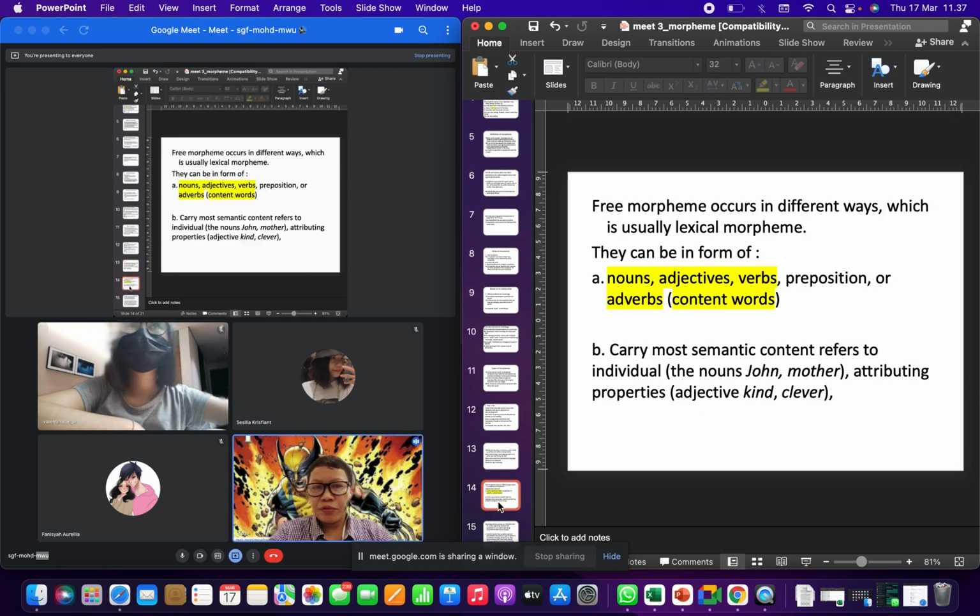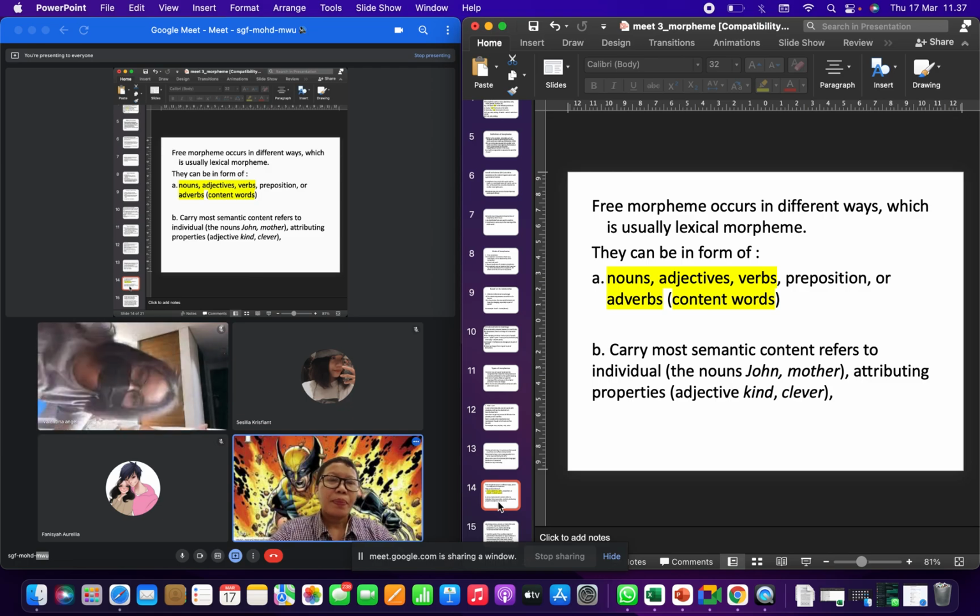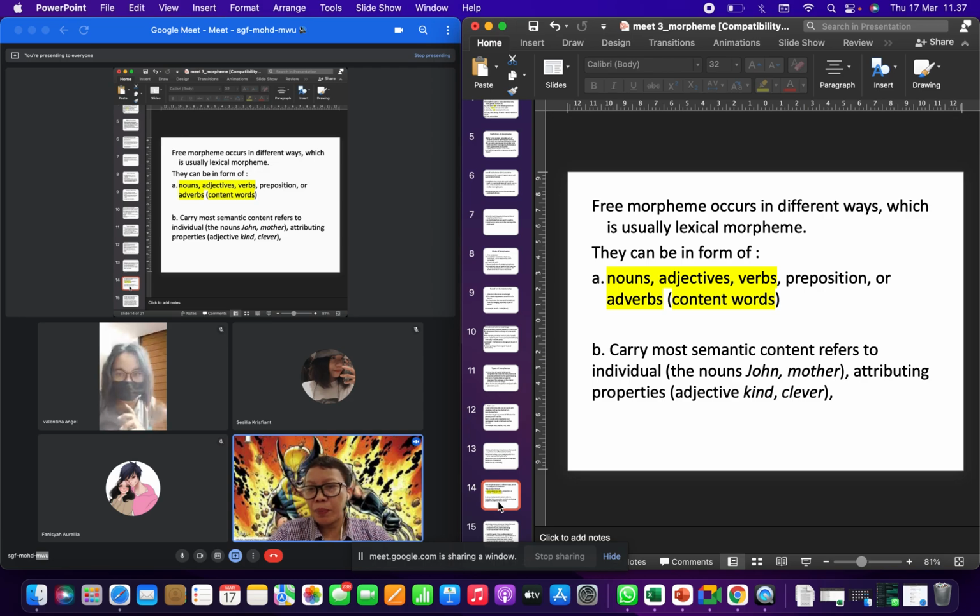And the free morpheme can occur in different ways, which usually occur as lexical morphemes. They can be in the forms of noun, adjective, verb, and also adverb. If you see here, the highlighted words are content words. And they also can be in the form of prepositions. Here, preposition is a function word.